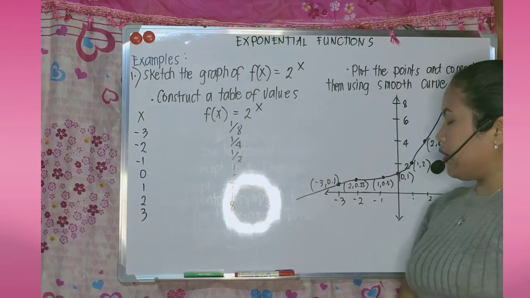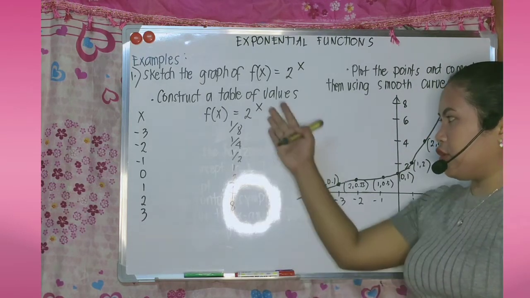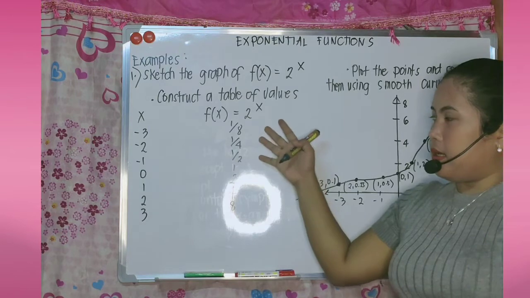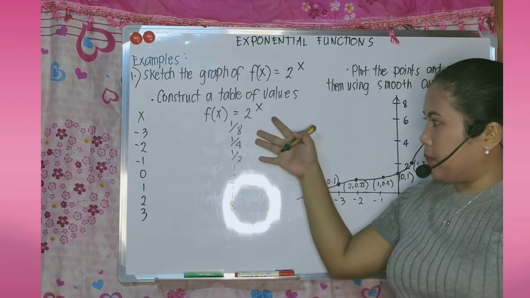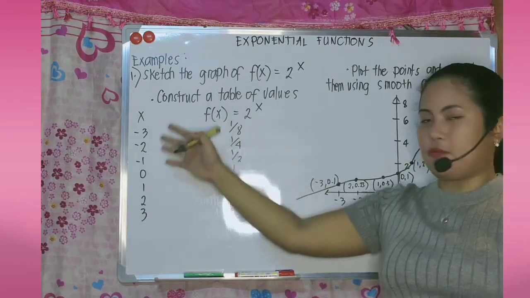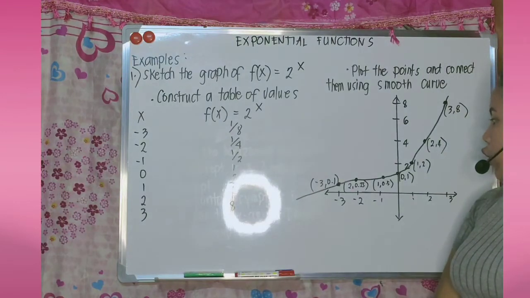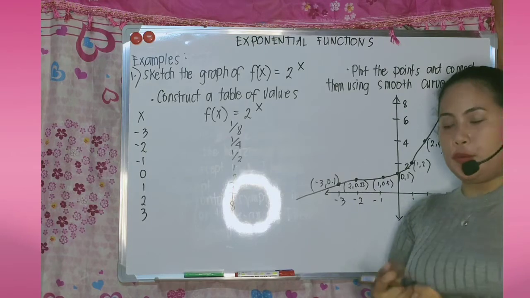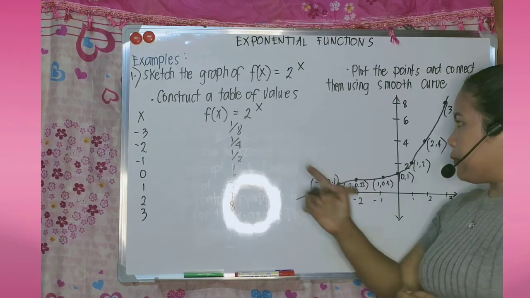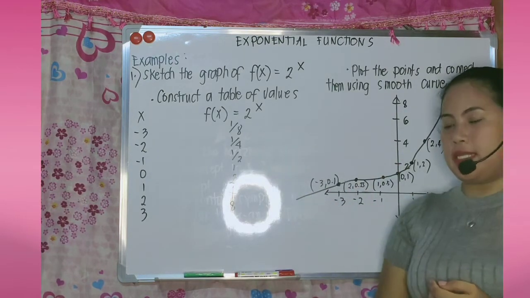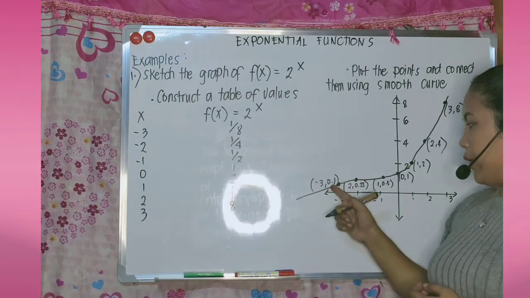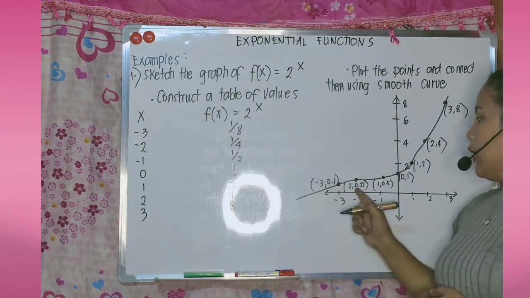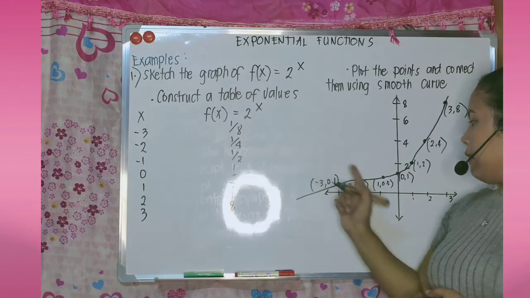Okay? So, in here, as you can see po, kung napapansin nyo, fraction yung given natin sa x. So, ang gagawin po natin dyan is i-convert into decimal. So, like for example, yung 1/8, convert natin siya into decimal. So, the value for 1/8 is 0.125. So, for 1/4, 0.25. Then, for 1/2, 0.5.